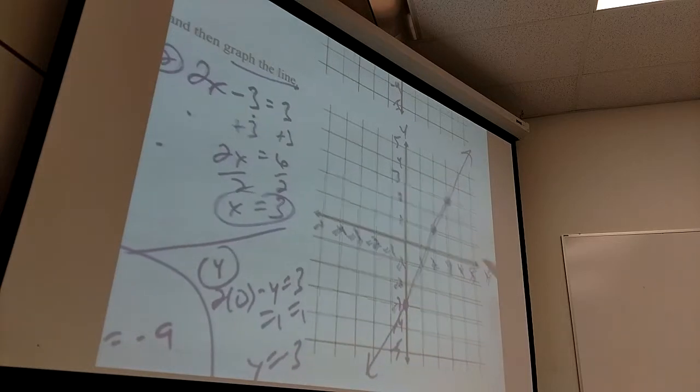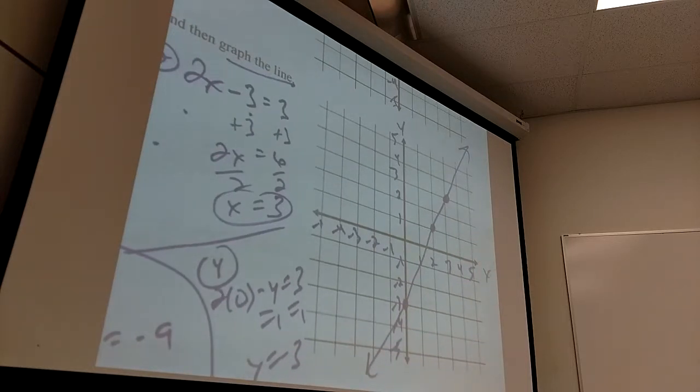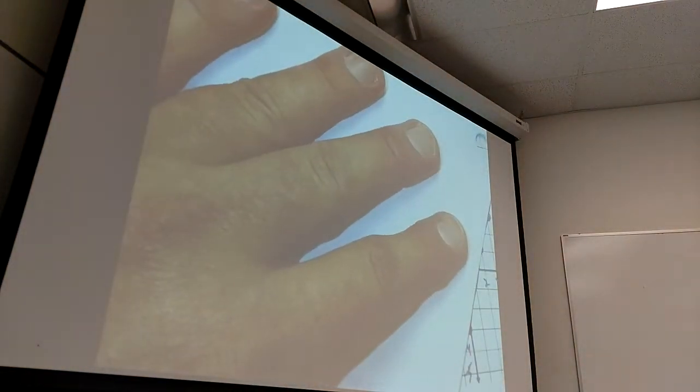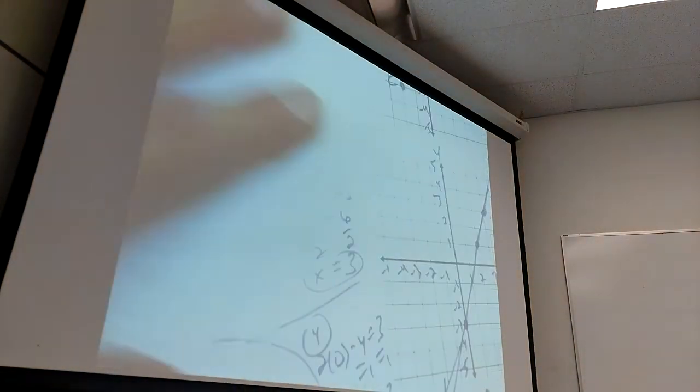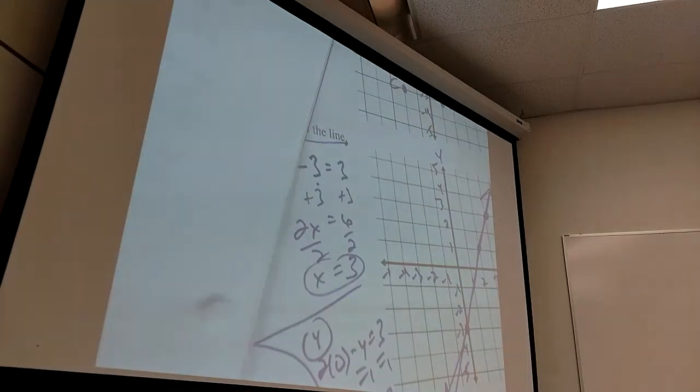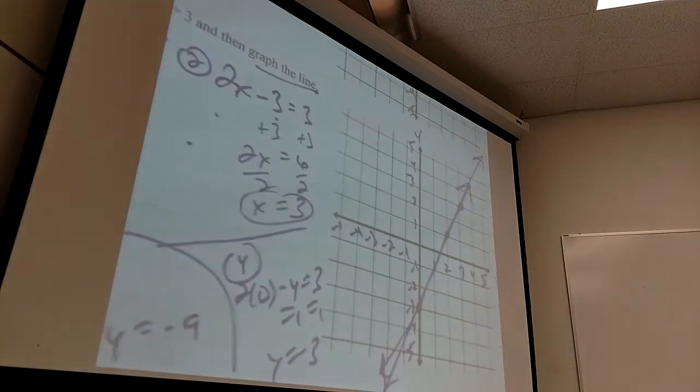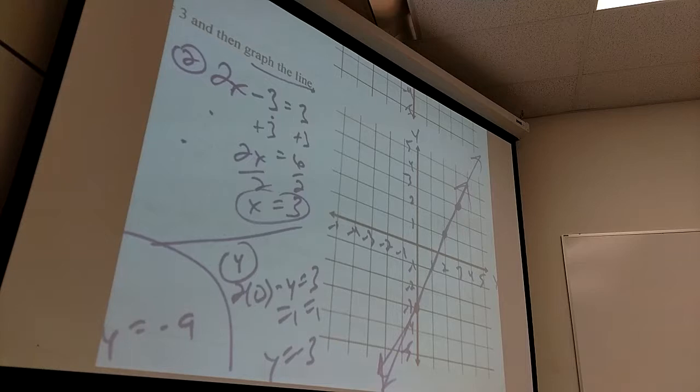So it's squiggly. You can always get a straight edge if you really want to do it right. There you go. I like it.